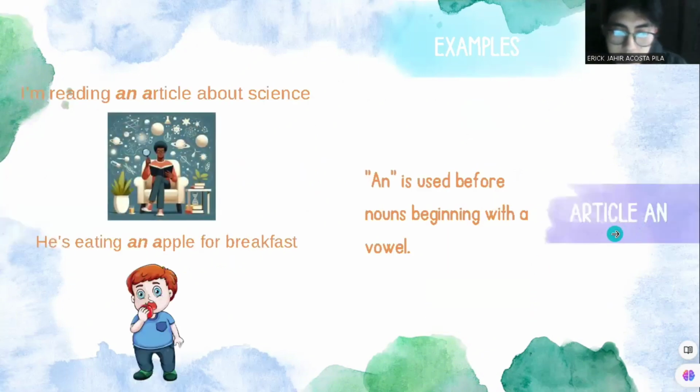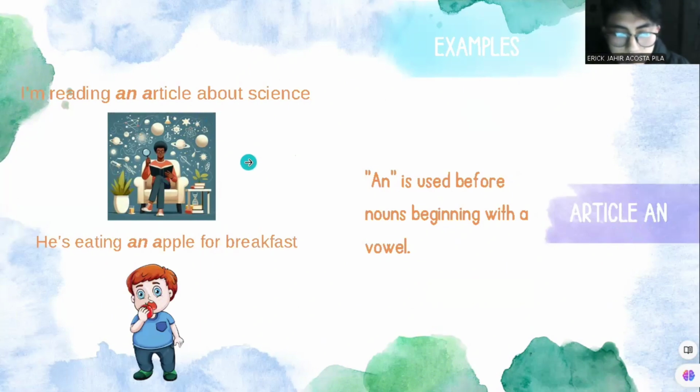When is "an" used? It is used before a common noun that begins with a vowel. For example, I'm reading an article about science. In this case, article is a common noun beginning with the vowel a, so we use the article an.